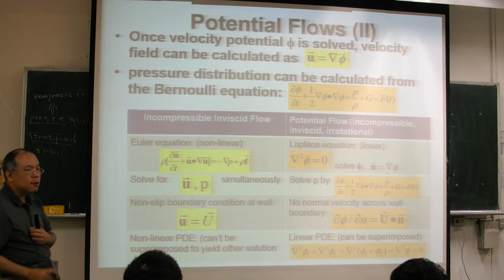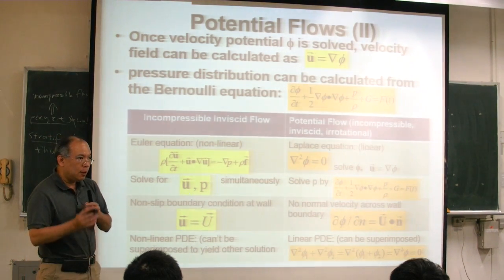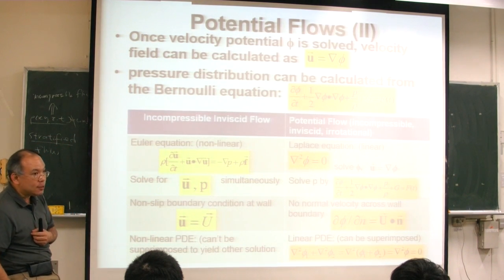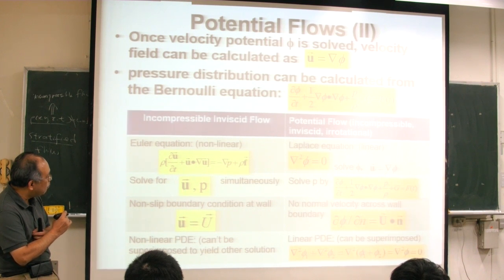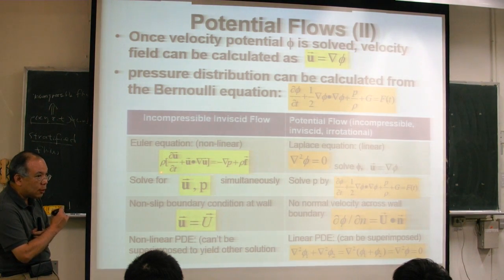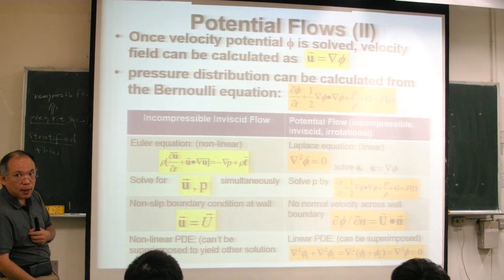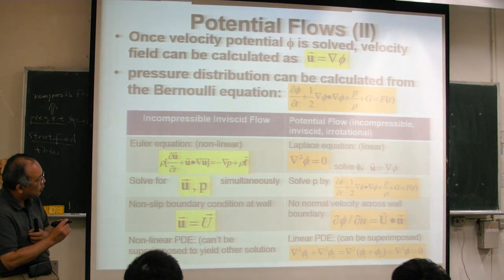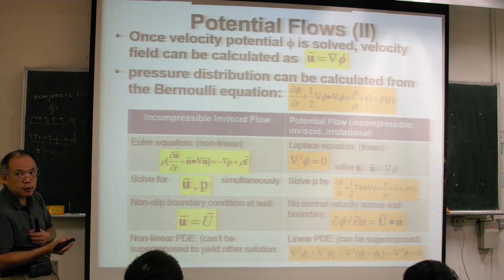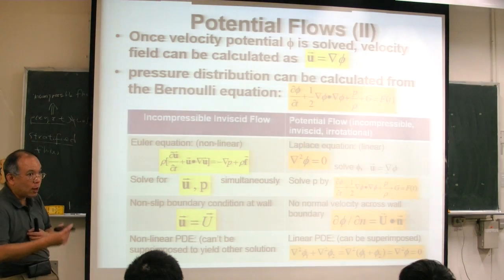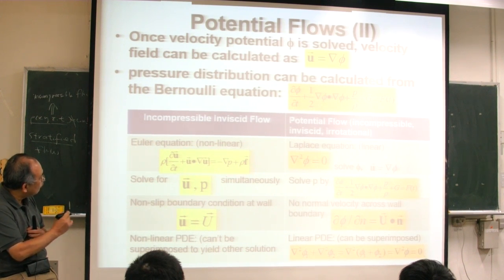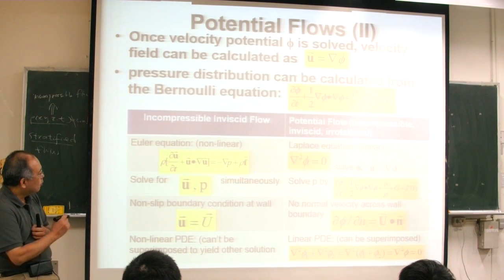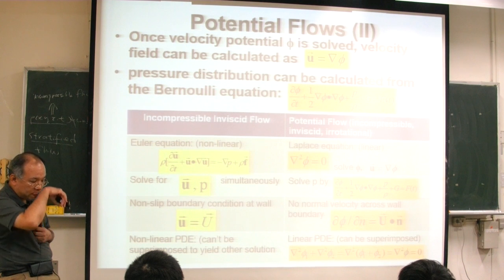So one of the beautiful things about potential flow is that velocity and pressure are decoupled. Mathematically, they can be solved separately. Here, the velocity field and the pressure field have to be solved simultaneously. Here we only have to solve for this velocity potential, get the velocity field, then use the Bernoulli equation to get the pressure field. Step by step. We don't have to solve this complicated equation and simultaneously solve for these two variables. So that's another mathematical beauty.